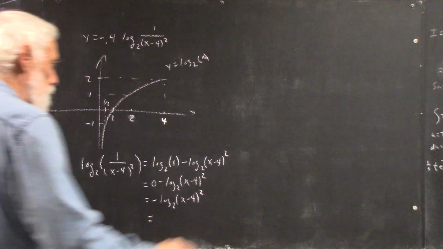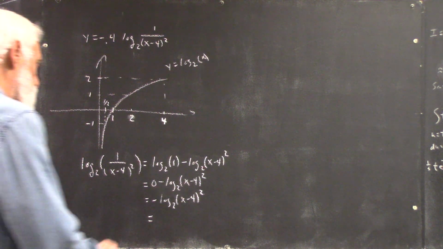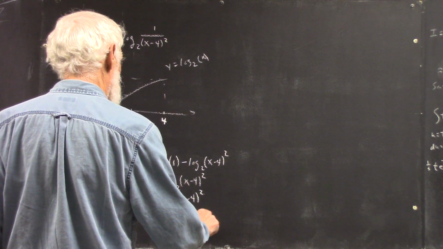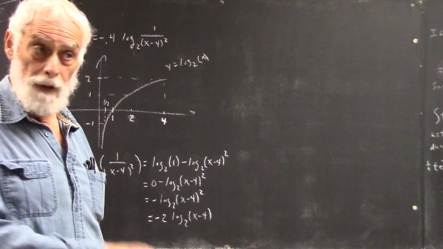Okay, how else could we write this? Well, we could write that as negative 2 log base 2 of x minus 4, using the rule that says the log of a to the b is b times log of a.